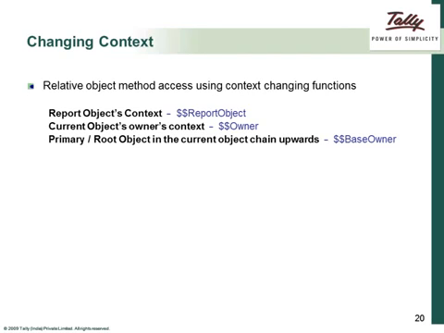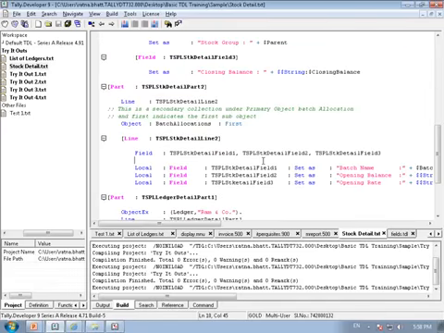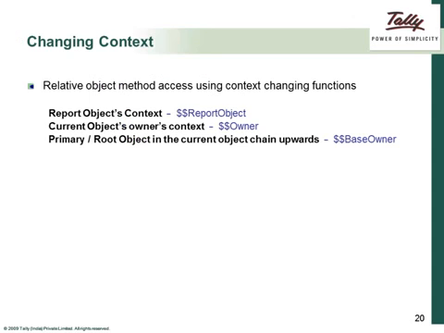So if my current object context is batch allocations, as in this particular code that we have, I have moved to batch allocations here. So in case I want the stock item name, I can use $owner to move up the line. And if I want something directly from the primary object, so somewhere I am down the line and I have already referred to some different secondary object, and somewhere 4th, 5th level down the hierarchy, and I want a value from my stock item, I can simply say $base owner.